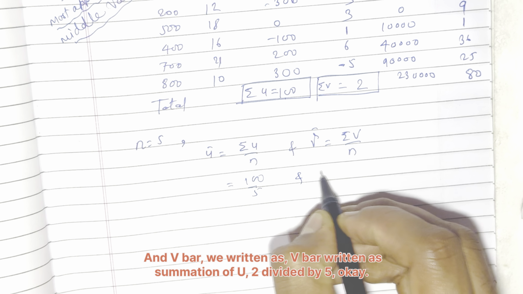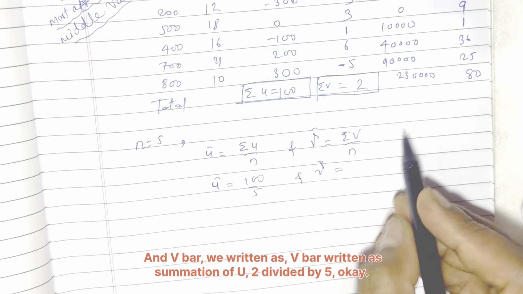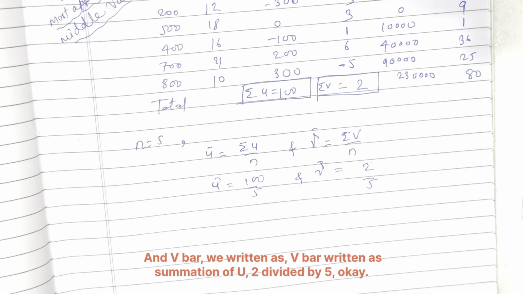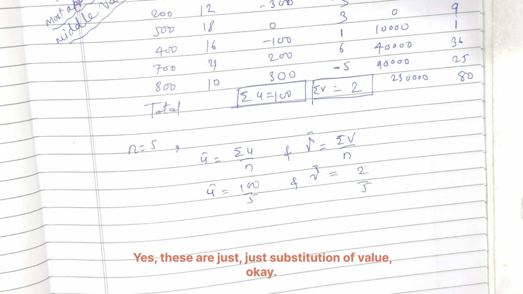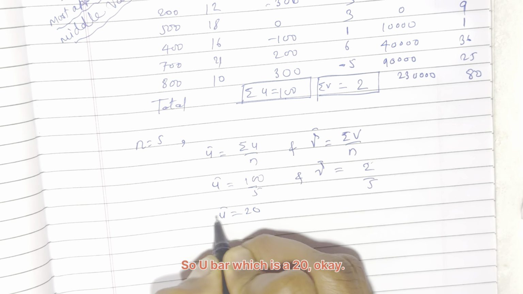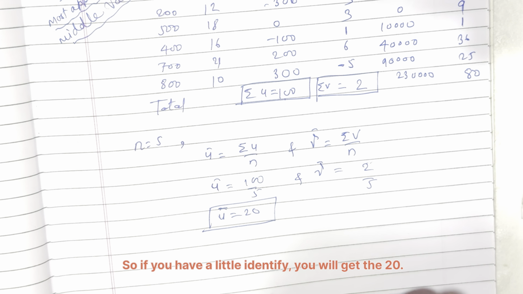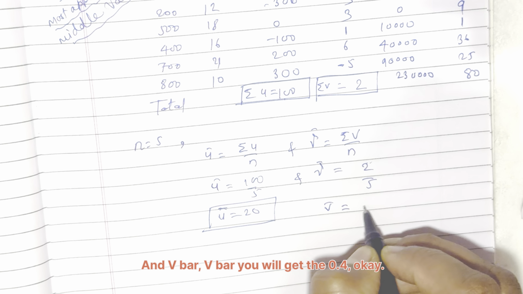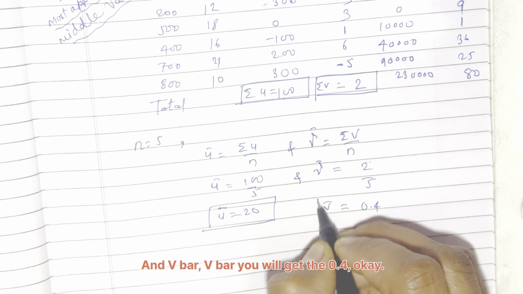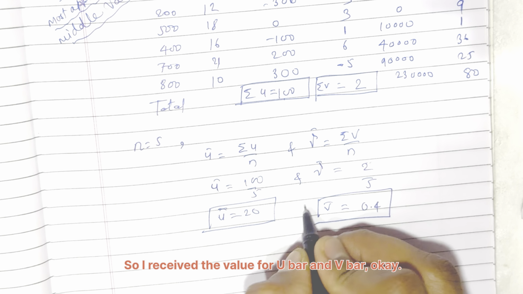And v bar we write as summation of v, which is 2, divided by 5. These are just substitutions of values. So u bar is 20, since 100 divided by 5 gives 20, and v bar is 0.4. So I received the values for u bar and v bar.